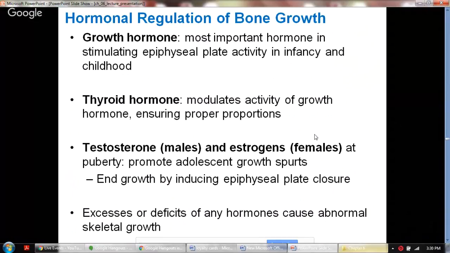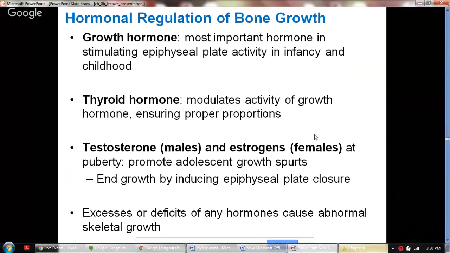So if you remember, there's a growth spurt happening during puberty. So thyroid hormone is active at that time. You would see kids suddenly becoming tall. So that is the influence of the thyroid hormone on the growth hormone.